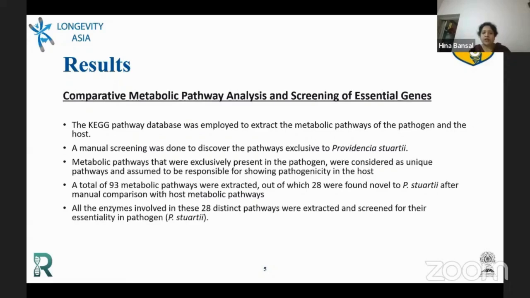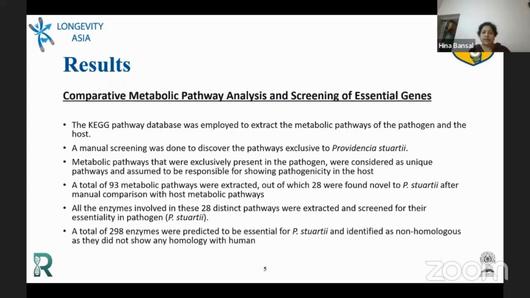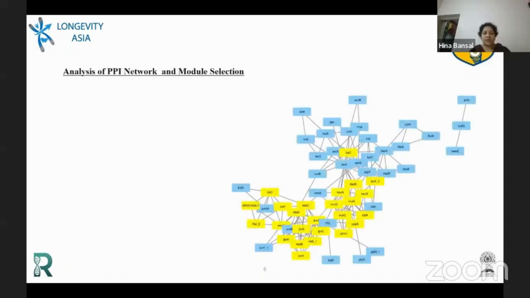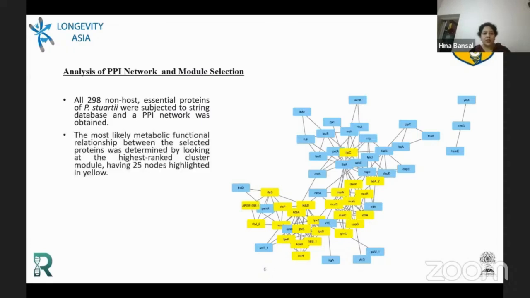All the enzymes involved in these 28 distinct pathways were extracted and screened for their essentiality. A total of 298 enzymes were predicted to be essential for the pathogen and identified as non-homologous, as they did not show any homology with the human. Now, these 298 non-host essential proteins were subjected to the STRING database and a PPI network was obtained. The most likely metabolic functional relationship between these selected proteins was determined by looking at the highest rank cluster module, having 25 nodes. These are highlighted in yellow in the network.